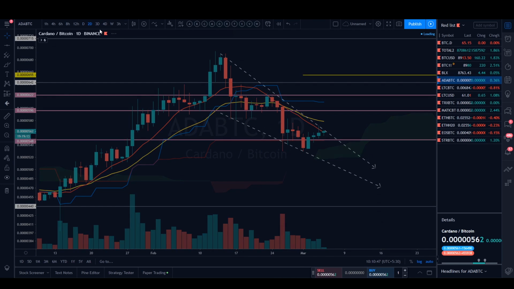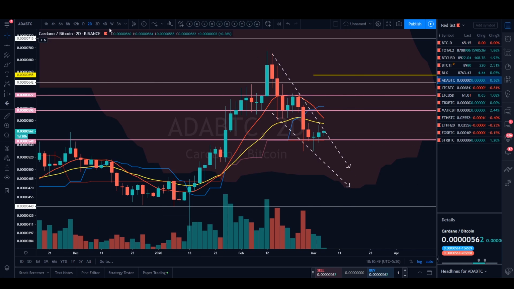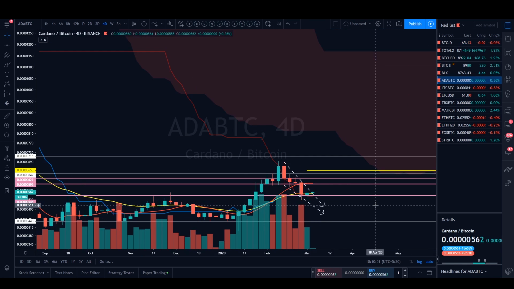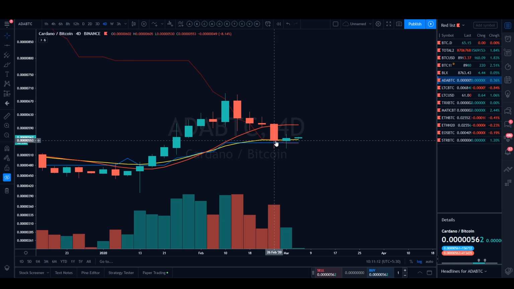So this is ADA on the daily. We've gone over the 2-day. What about the 4-day? We did close a 4-day candle as well. We did lose the 21 EMA as well as that Kijun. However, we did take it back on that last 4-day close, which was today. Okay, we did take that back, so that is strong. That is the 10 SMA over us.